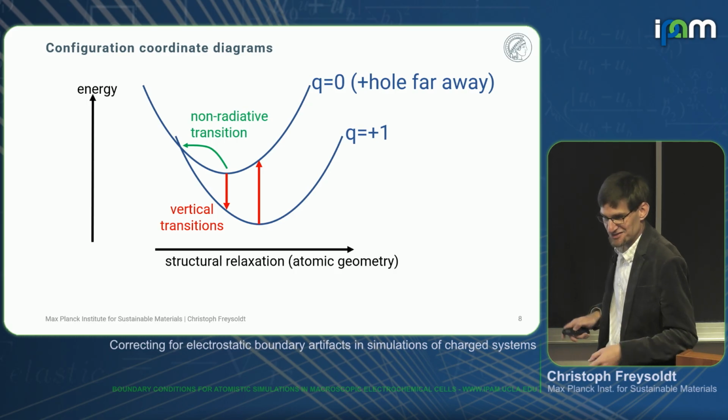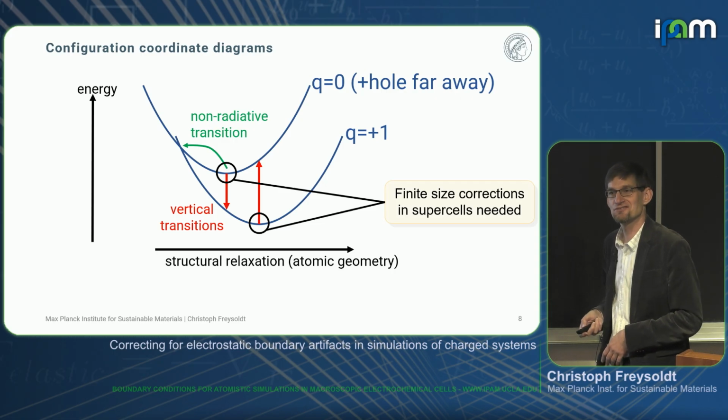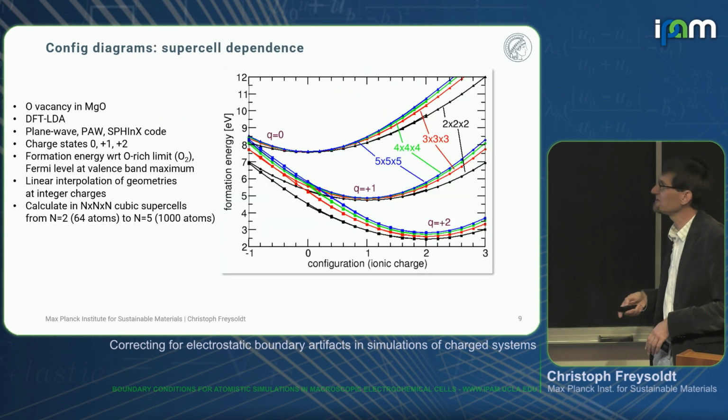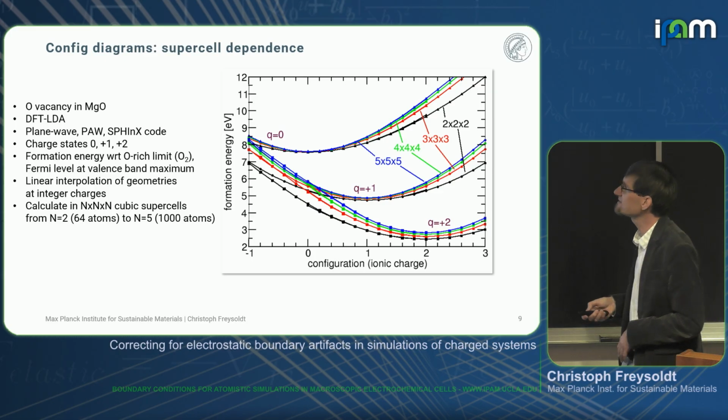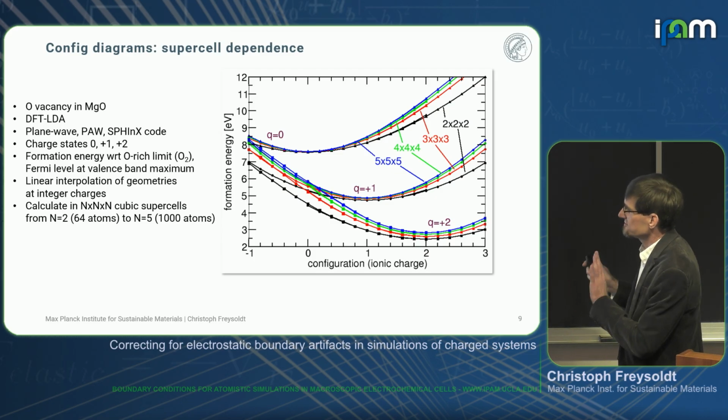Okay, how is that related to corrections? Well, we know that in order to get the energies of those minima right, we need to apply corrections. What about the rest of those curves when you want to compute this? Instead of making long speculations, I will just show you how it looks. This is a very simple toy example, the oxygen vacancy in magnesium oxide at a very low level. It's just a toy example.